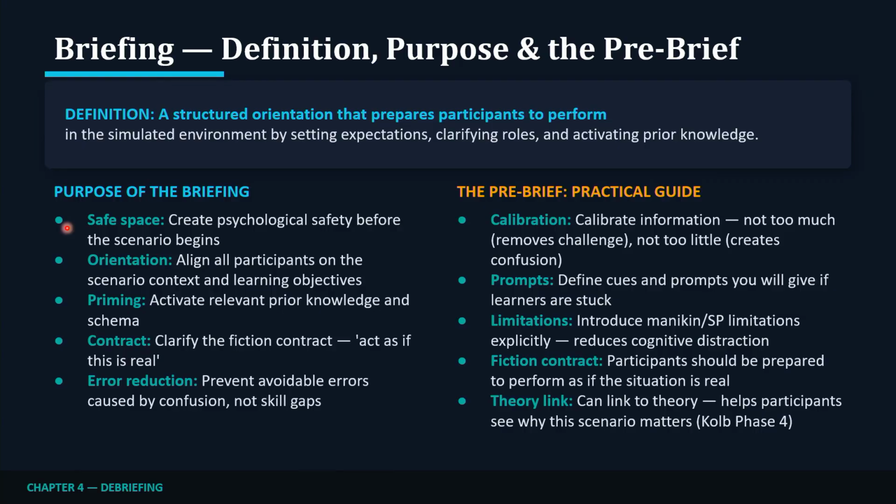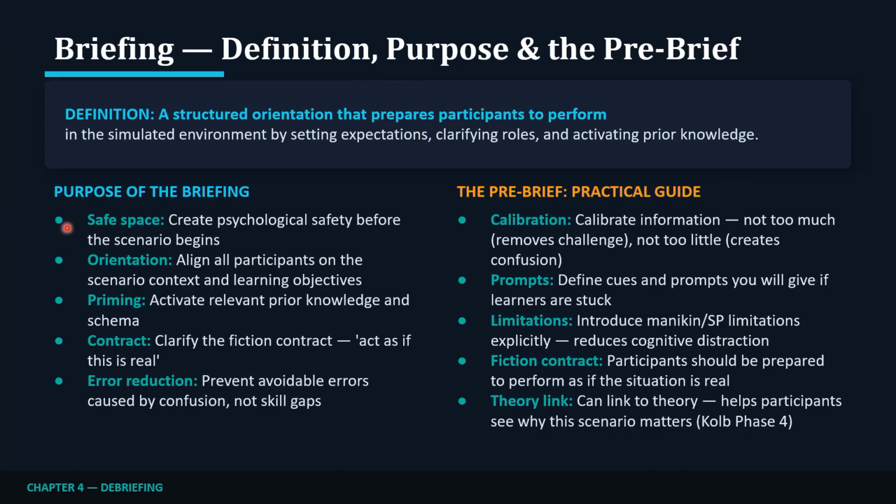And also the fifth goal of briefing is error reduction, because by doing briefing, we can prevent avoidable errors caused by confusion, not skill gaps, because students can make errors because they are not aware of the task.